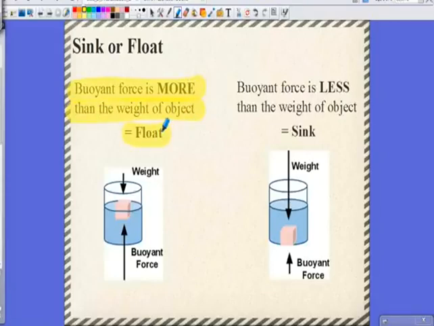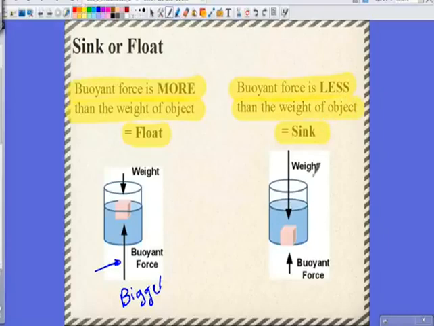Okay, so if you look at the picture right here, in other words, if this force is bigger than the weight, it's going to float. Obviously, if you look at the picture, what's pushing up on it is stronger than what's pushing down on it. It's going to go up. And what do objects that float do? They go up. And then the other one, if the buoyant force is less than the weight of the object, it's going to sink.